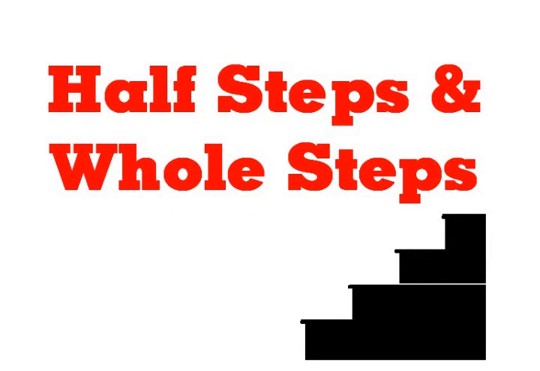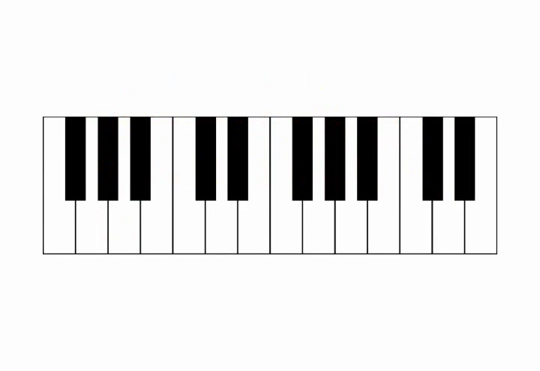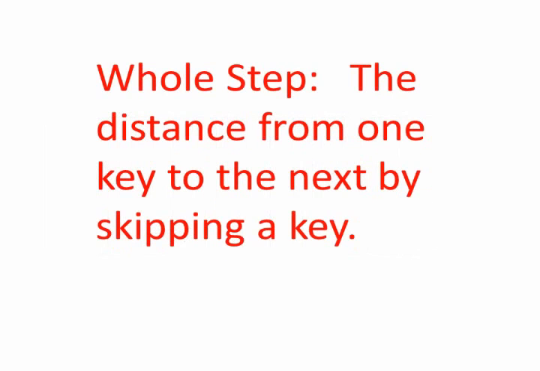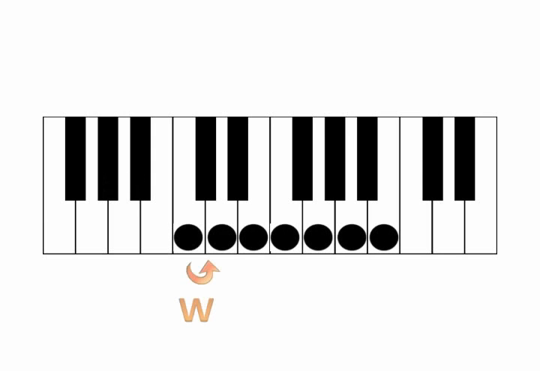First, you need to understand the concept of whole steps and half steps. Yes, I covered those in that tutorial, but I'll briefly explain them here. A half step is when you move from one key to the very next key. It doesn't matter if it's black or white, it's the very next key. A whole step is when you move from one key to the next by skipping a key. Again, it doesn't matter if any of the keys involved are black or white. You're skipping one key. Now that we've covered that, here's the pattern of a major key.